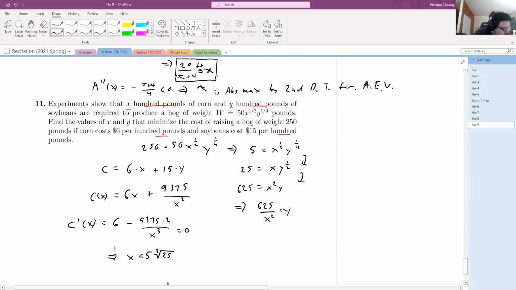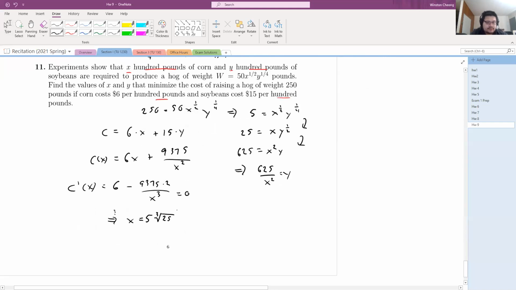And then I also calculated y, because the problem asks us for it: find values of x and y that minimize. So this value of x is going to lead to y having the value of the cube root of 25. Again, that's yet another computation that you might need to fill in the details of if you're trying to show all your work on paper.